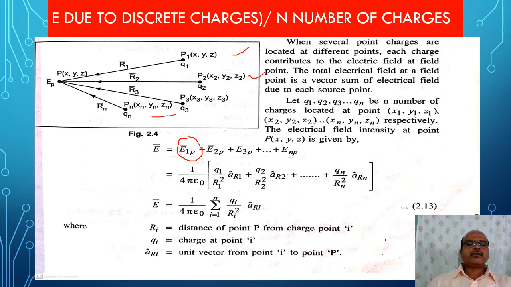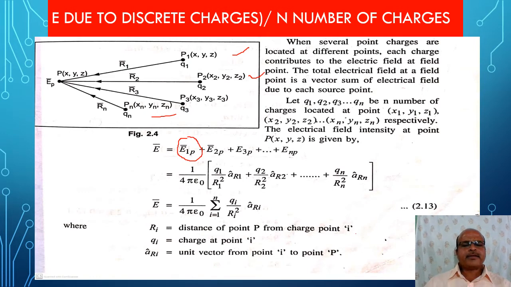Here, as shown in this figure, we can write the above equation as 1 upon 4 pi epsilon 0 common, and directly the summation of i equal to 1 to n of Qi upon Ri square ARi cap, where Ri is the distance of point P from charge point i, and Qi is the charge at point i.